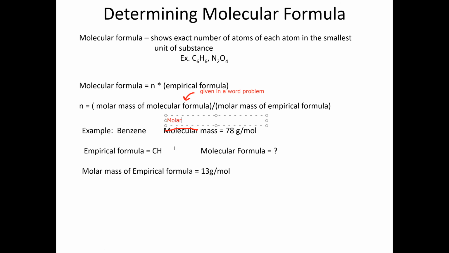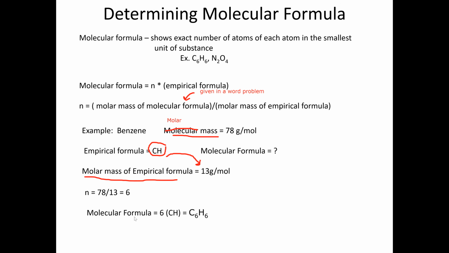Molar mass of 78 grams per mole. Its empirical formula is CH. So again, from the empirical formula, we get the molar mass of the empirical formula. So now we have the molar mass of the empirical formula and the molar mass of the molecular formula. We can get the value of n and then the molecular formula.